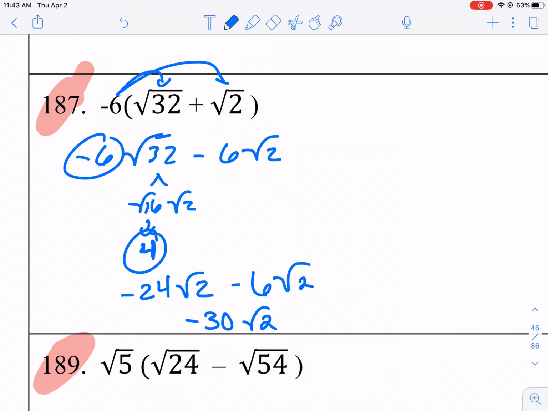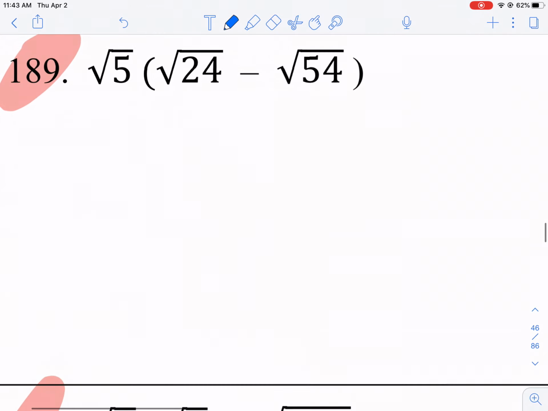All right. So we multiplied using the distributive property. Then we broke down the one we could. You could actually break them down first. That would be just fine. Like I could break 24 and 54 down first. In fact, let me just show you that method for fun.